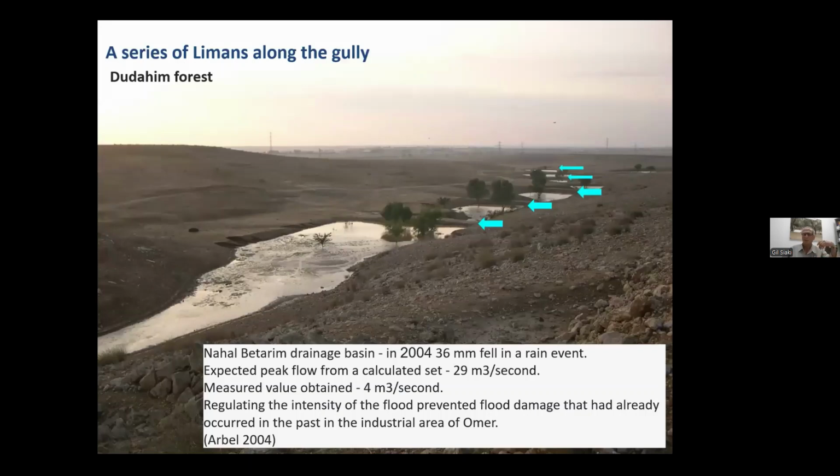This is an example. I will not go into details, but a series of limans really helped to keep the industry area near Be'er Sheva from damage of floods. After we built these limans, a winter or two later, we got this very high amount of rain, and there was no damage to the factory area, and it can show us the importance of controlling all the watershed and using it as something to protect facilities.